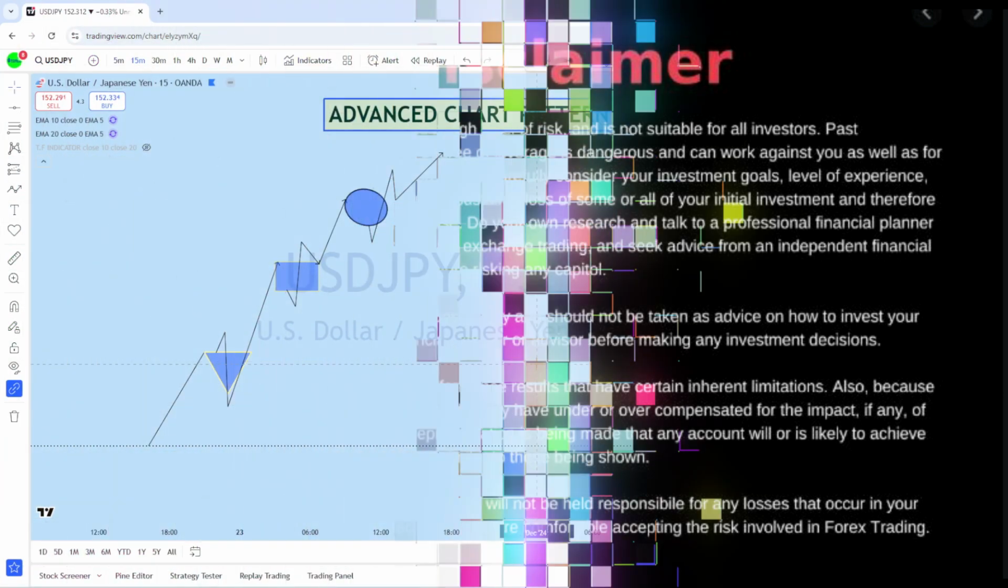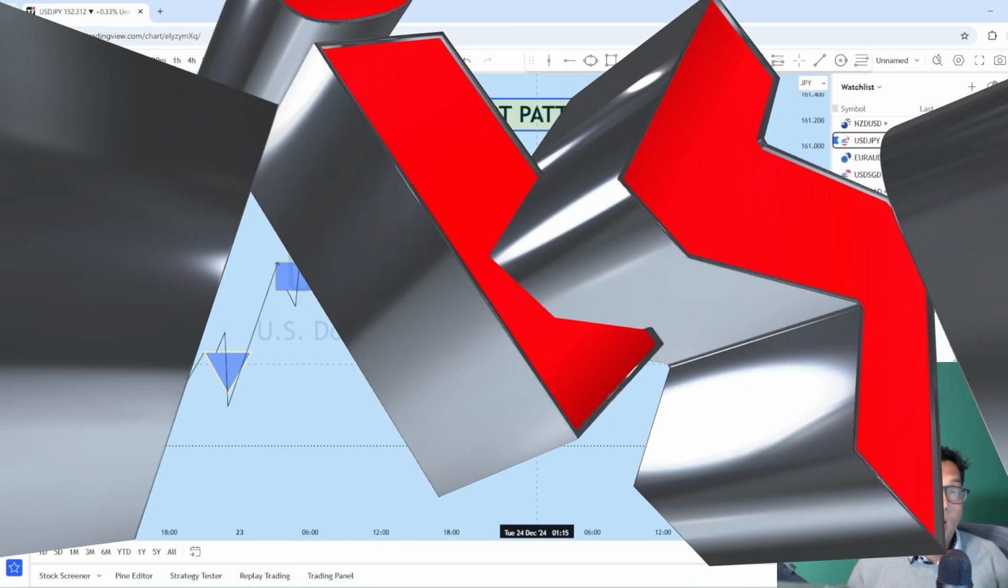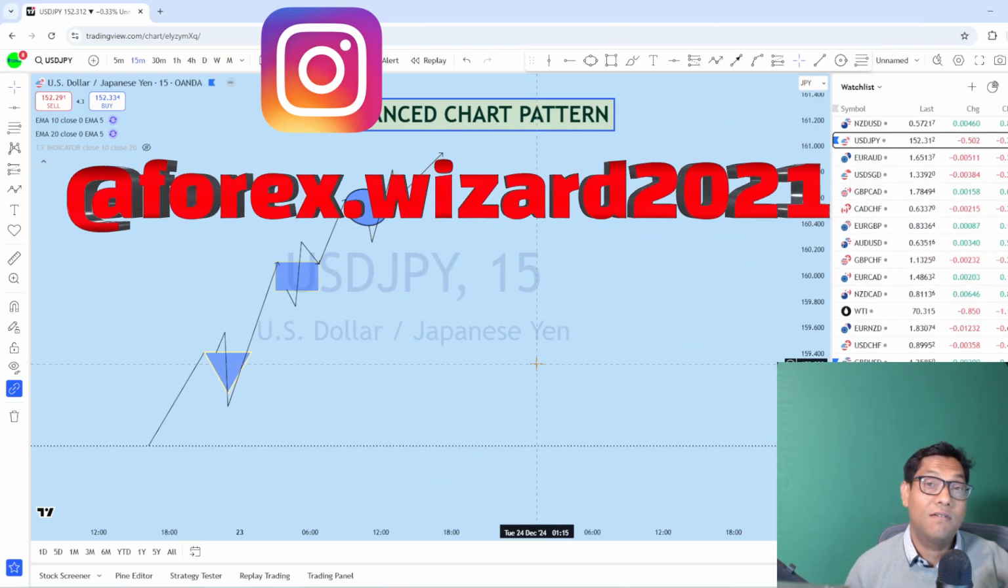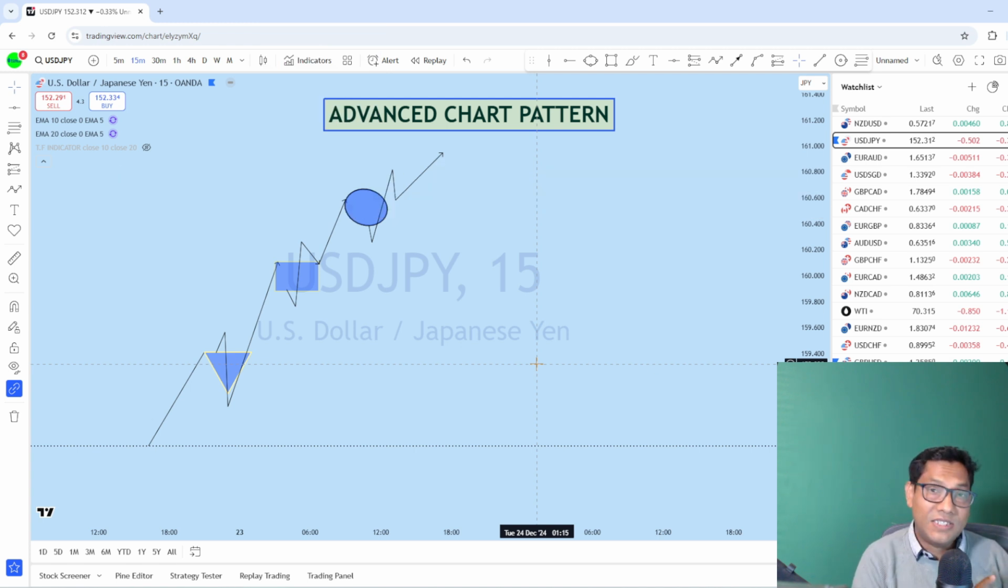Okay, traders. So first of all, to understand the advanced pattern, let's understand how this pattern is created and how we can read the language of the market. Now to understand this pattern, the first thing that we need to understand is the rhythm of the market.